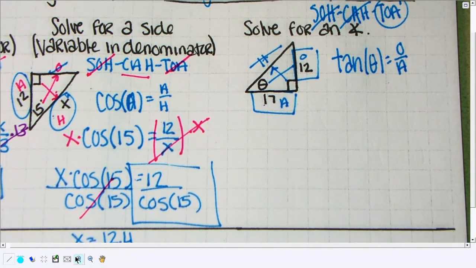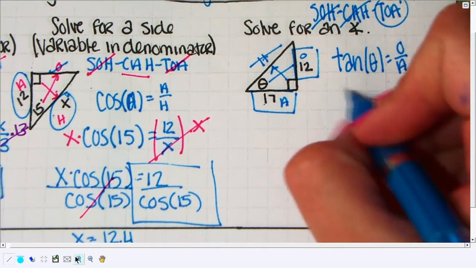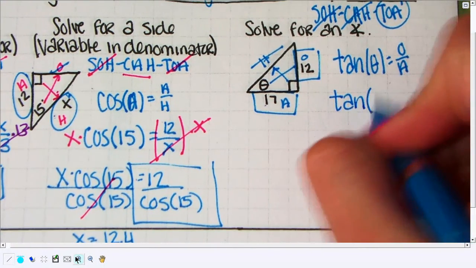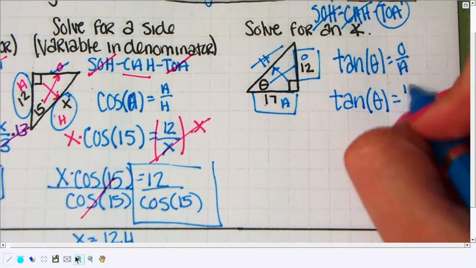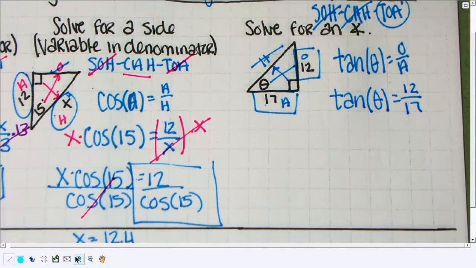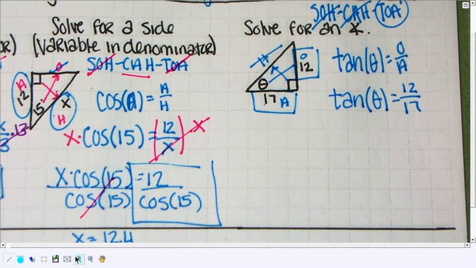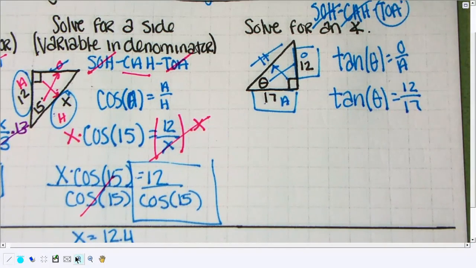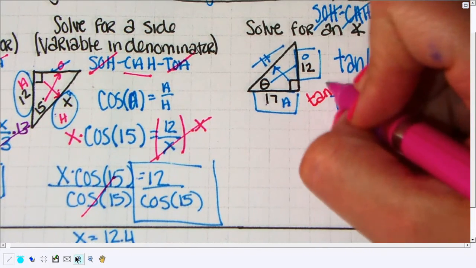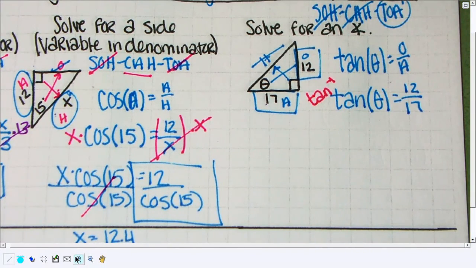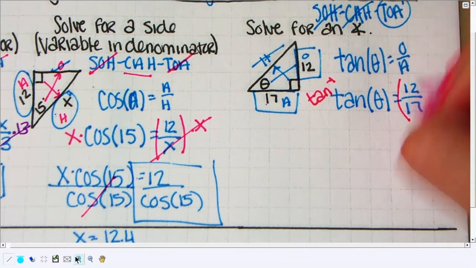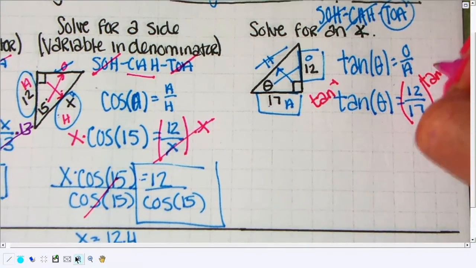So what I'm going to do now is substitute. Well, I have nothing to put in theta's place. O is 12, A is 17. Now, the only way to rip apart a trig function from its degree is to use what's called an inverse. So I'm going to use tangent to the negative 1. So on both sides, I'll be multiplying by tangent to the negative 1.